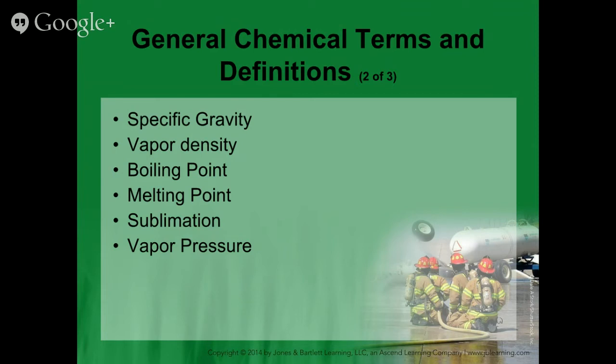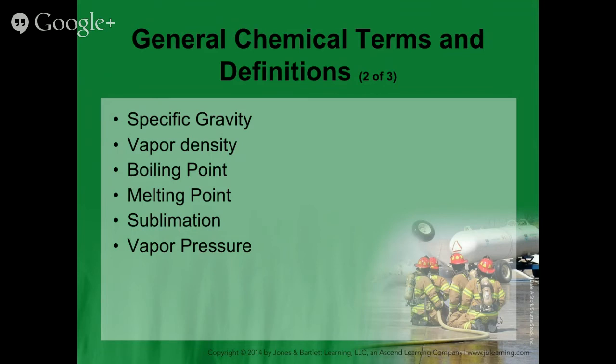Melting point is the same thing as boiling point, only it's when a solid turns to a liquid. This happens a lot, obviously, when we're talking about fire. If we heat an object and it starts to melt, it turns to a liquid, and when it turns to a liquid, it begins to give off vapor that can be easily ignitable.